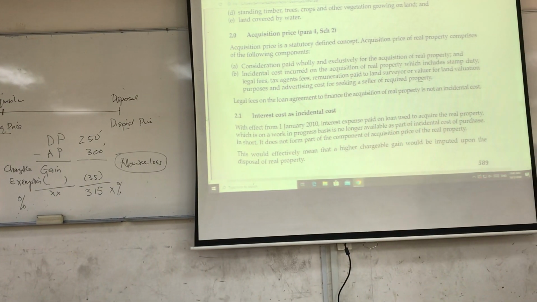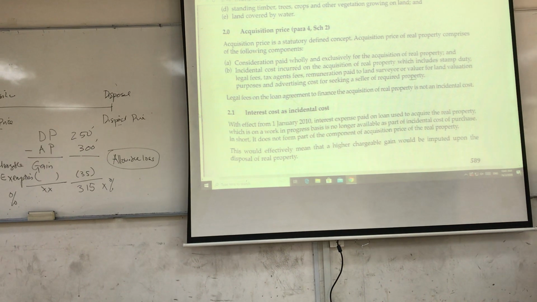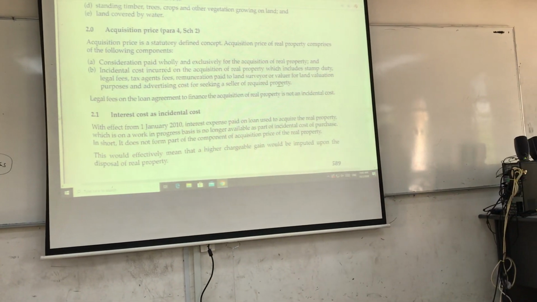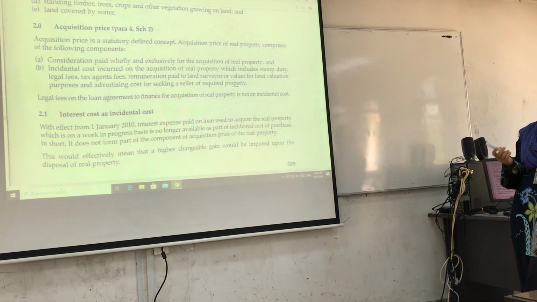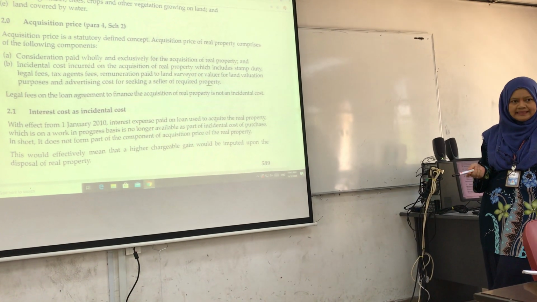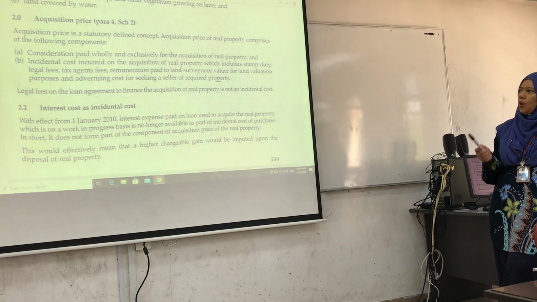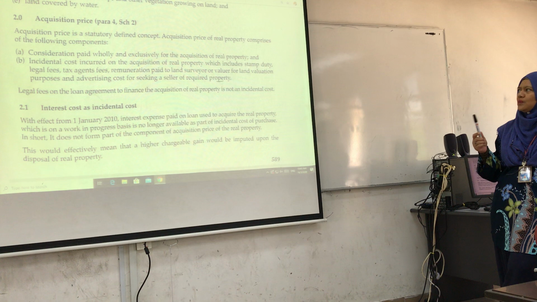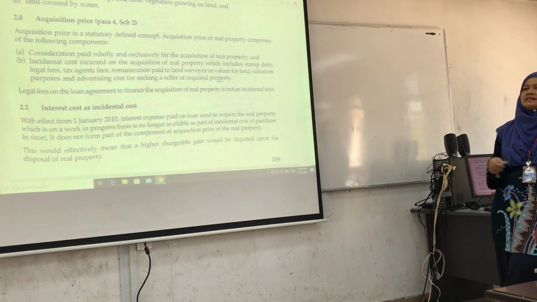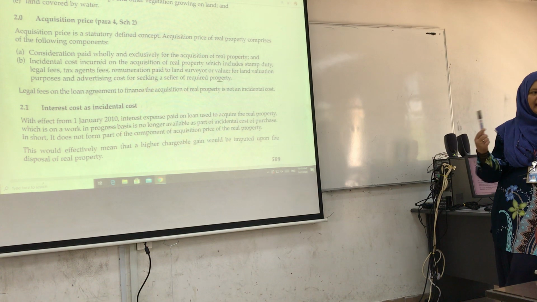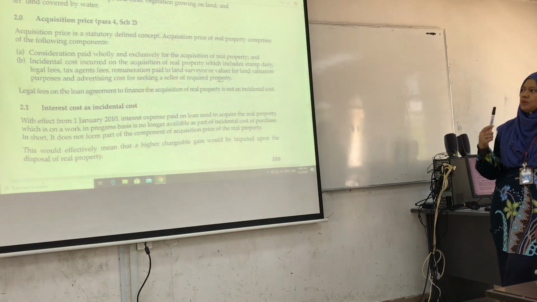Again, it's a statutory defined concept. Statutory means that it has to be based on the law. It says that the acquisition price of real property is comprised of the following components. Number one is consideration paid wholly and exclusively for the acquisition of real property. It means that if you want to purchase a house, you must know how much the price of the house is. Whatever amount, for example, that will be the amount you paid for the house. So that is number one.